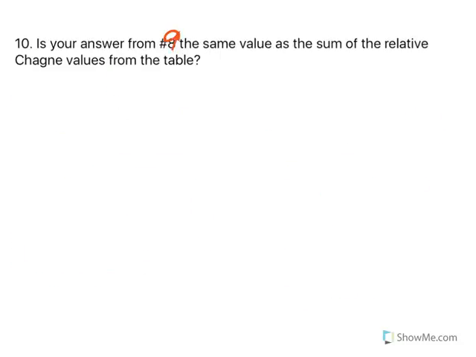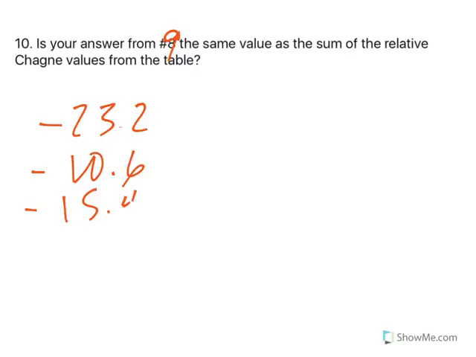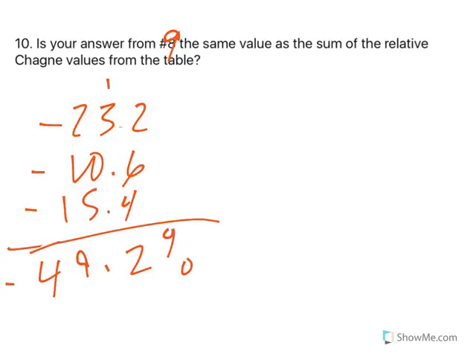Is our answer from number 9 the same value as the sum in the table? Well, the table gave us negative 23.2, negative 10.6, negative 15.4. If I sum that up, oops, why did I carry a 1? Does anybody know? I certainly don't. It's a negative 49.2%. But when I calculated from 80, I got negative 41.9. These are not the same.